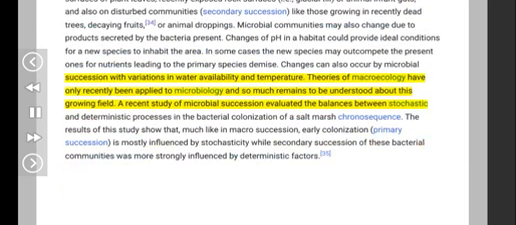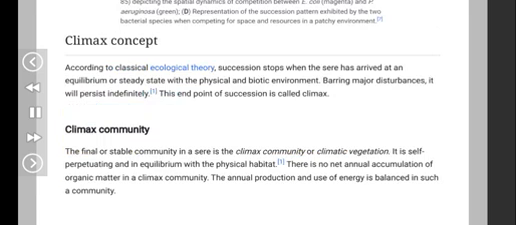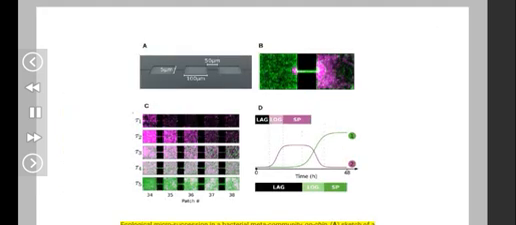A recent study of microbial succession evaluated the balances between stochastic and deterministic processes in the bacterial colonization of a salt marsh chronosequence. The results of this study show that, much like in macrosuccession, early colonization, primary succession, is mostly influenced by stochasticity, while secondary succession of these bacterial communities was more strongly influenced by deterministic factors. Ecological microsuccession in a bacterial metacommunity on chip.